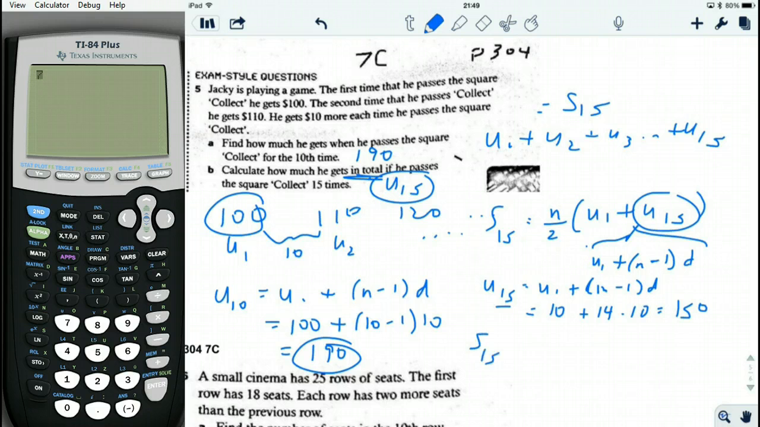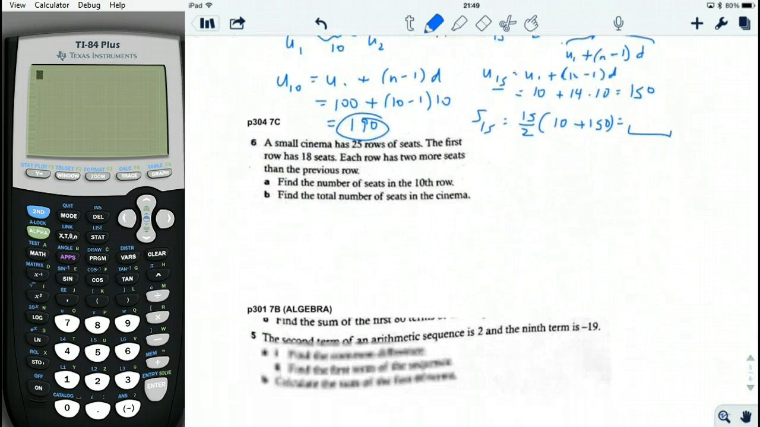So what is S15? S15 would be 15 divided by 2 times U1, which is 10, plus U15, which is 150. So that would be 15 times 160 divided by 2, and if you do that in your calculator, you'll get something like 80 times 15. Okay, you can do that. All right, I'll leave that for you to do.